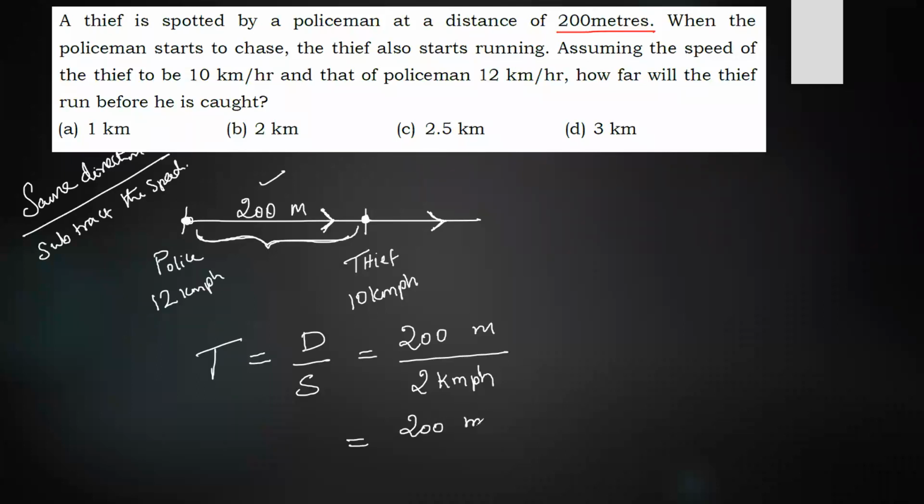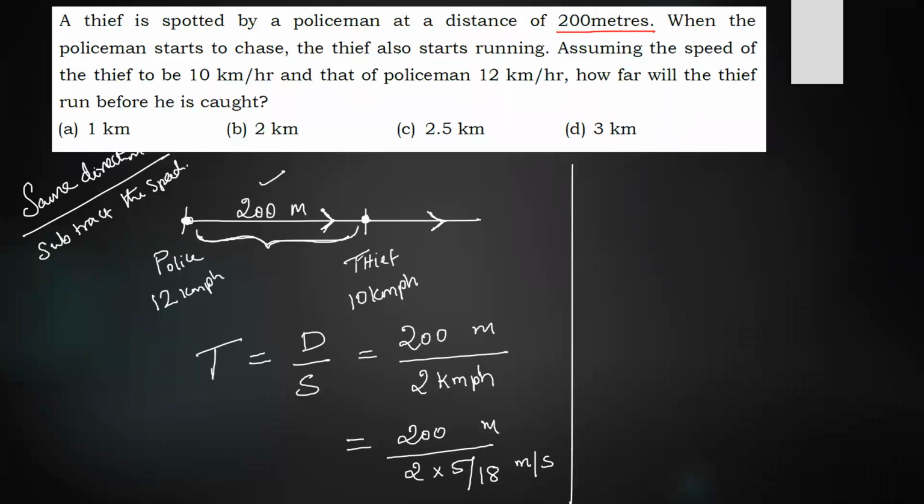Subtract the speeds, right? Same direction. So 12 minus 10, 2 kilometer per hour. In the numerator we have meters, but in the denominator we have kilometer per hour. So first convert it. Either you can convert meter into kilometer or this.